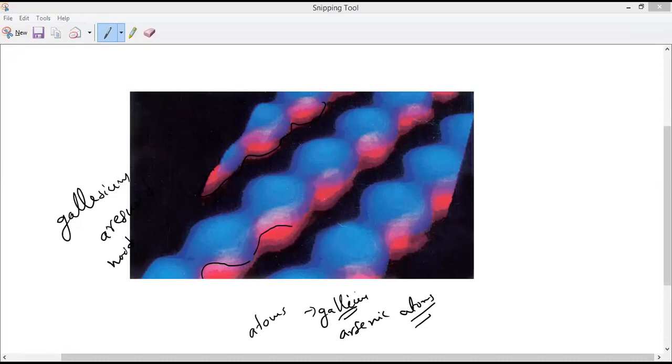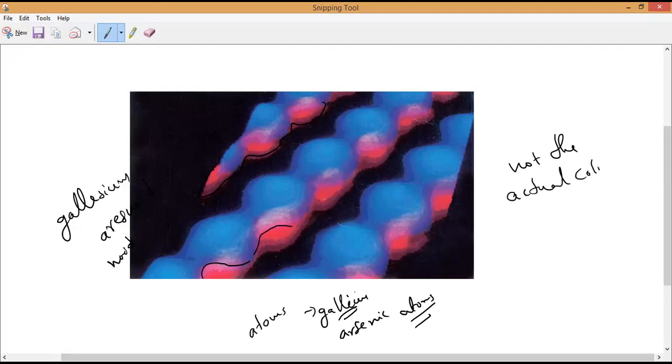Now if you notice, the blurred spheres in these pictures are actually the atoms. The gallium atoms are shown in blue color and the arsenic atoms are shown in red color, everybody. It is only for our representation. It is not the actual color. That is also very important.